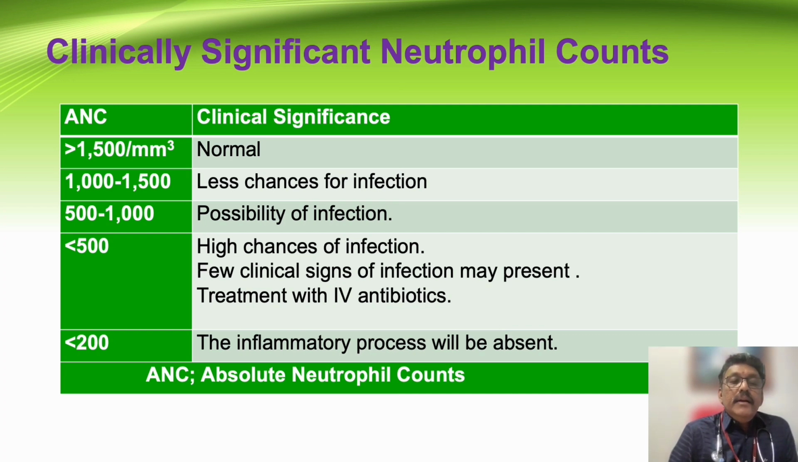Less than 500, high chance of infection. Few clinical signs of infection can be present, and the patient should be treated with IV antibiotics to prevent infection. Less than 200, the inflammatory process will be absent. This is a problem in neutropenic patients.